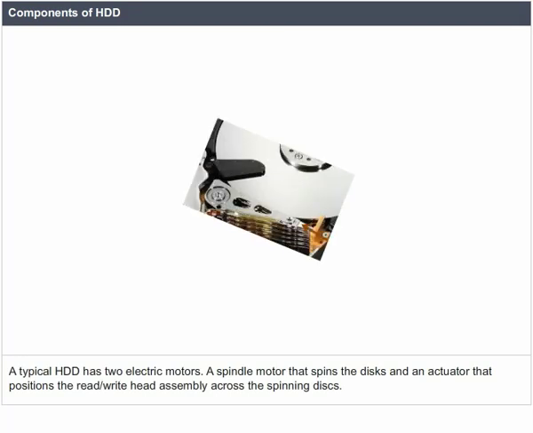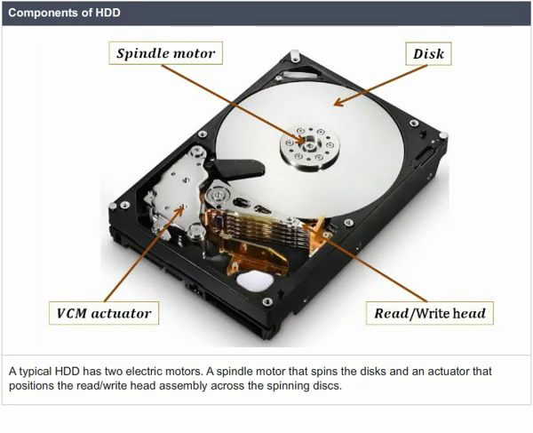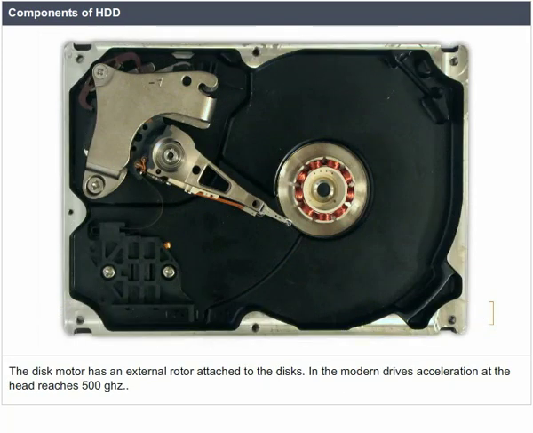A typical HDD has two electric motors, a spindle motor that spins the disks and an actuator that positions the read-write head assembly across the spinning disks. The disk motor has an external rotor attached to the disks. In modern drives, acceleration at the head reaches 500 GHz.